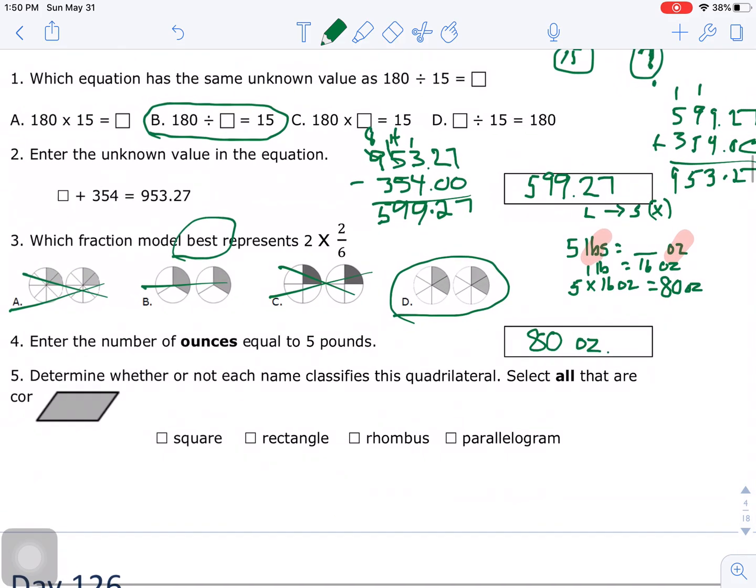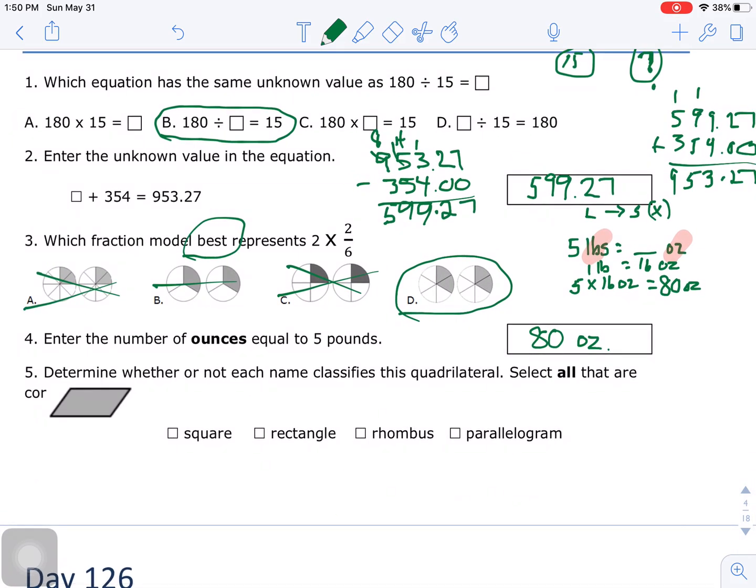Number 5, determine whether or not each name classifies this quadrilateral. Select all that should be correct. Well, we've got a couple typos in the entry test recently. So is this a square? Well, first of all, a square has to have all sides the same length, and it has to have 4 90-degree angles. This does not. It has 4 sides, makes it a quadrilateral.